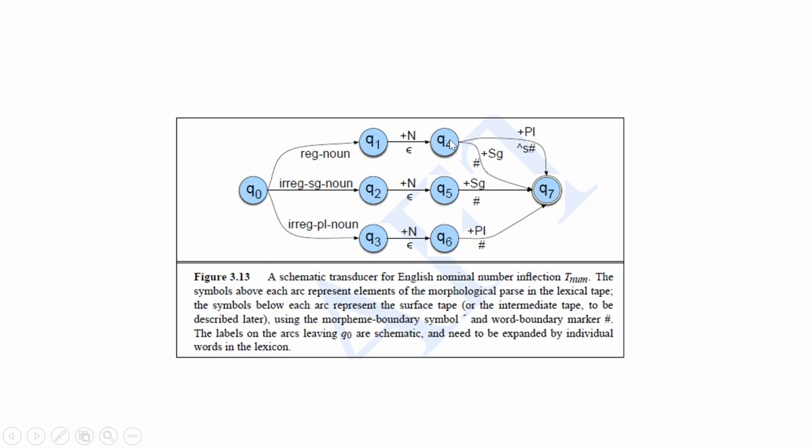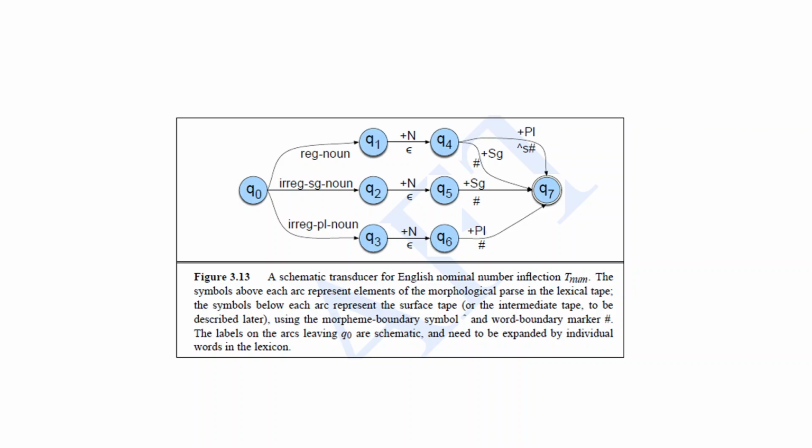Okay. Now we come to this state, and if the input which is read is hash, it means it is the end of the word. Okay, cat followed by end of the word means it is singular. So plus sg is output. Now instead of that, if you have this cap symbol, it stands for the end of that morpheme. Now if the cat is followed by it, cat is a morpheme, right? So that ends there.